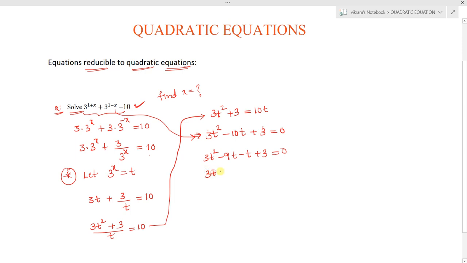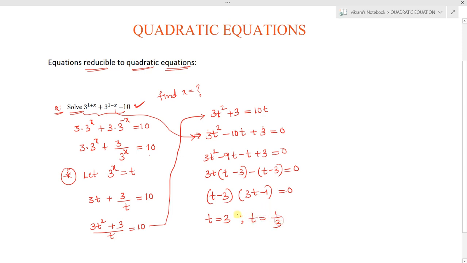If we take 3t as common, we can write t minus 3 over here. Taking minus as common, we write minus t minus 3, and taking t minus 3 as common, we get t minus 3 times 3t minus 1 equals 0. From this we obtain t minus 3 equals 0 or 3t minus 1 equals 0, so t equals 3 and t equals 1 by 3, the two values.